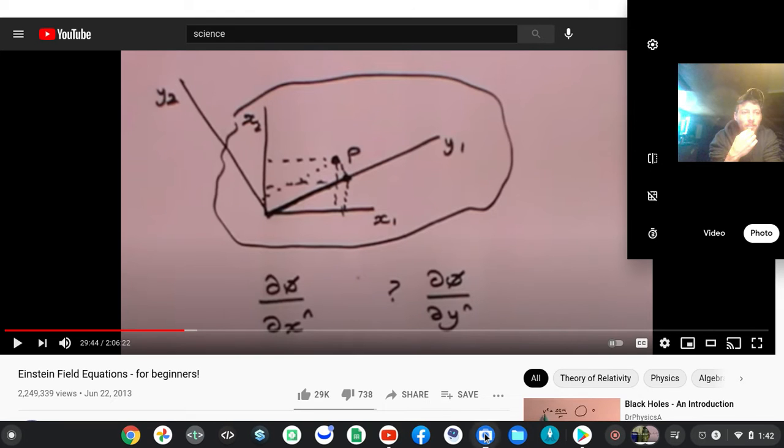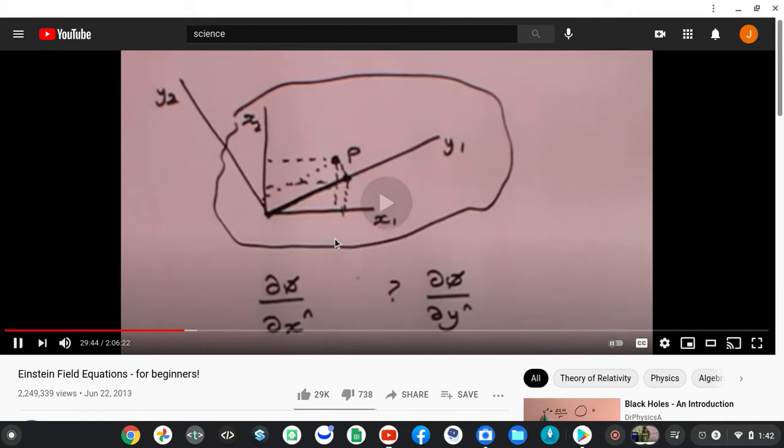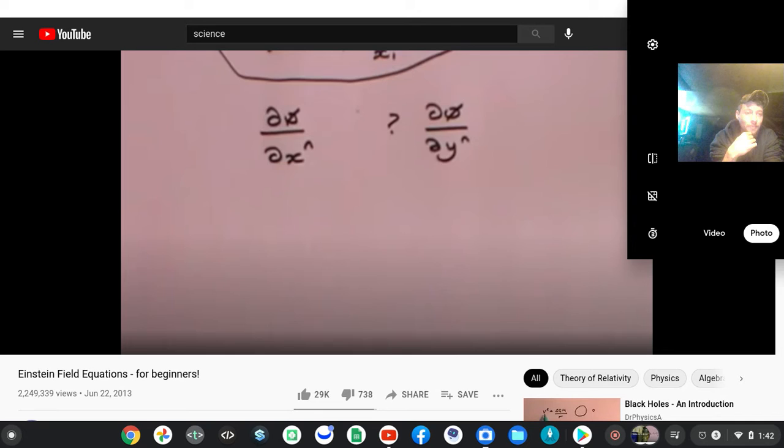So let's take that a step farther. How do we relate those two? And for this, we use what's called the chain rule.